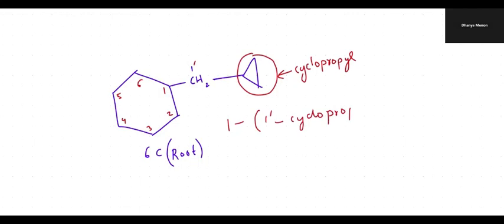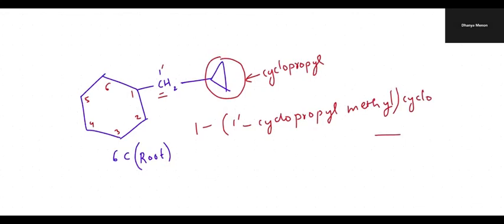And how many carbon atoms are there in the substituent? 1 carbon atom, methyl. Cyclo. What is the root word? Hexane. Cyclohexane. So this is how you number it, or this is how you name it. Okay, now moving on further.